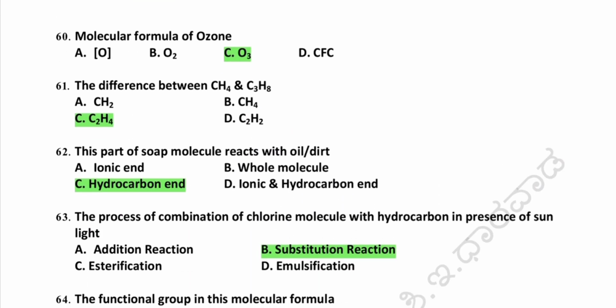The molecular formula of ozone is O3. The difference between CH4 and C3H6, there is a difference of 2 carbon atoms and 4 hydrogen atoms. Therefore, the correct answer is option C, C2H4.